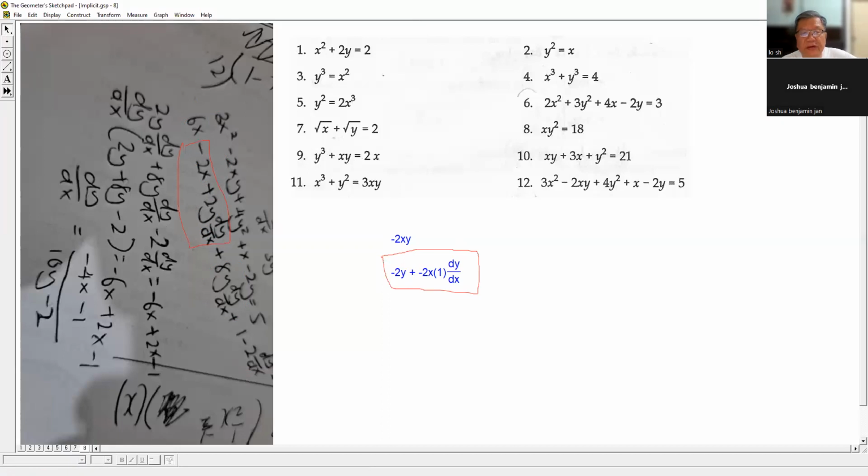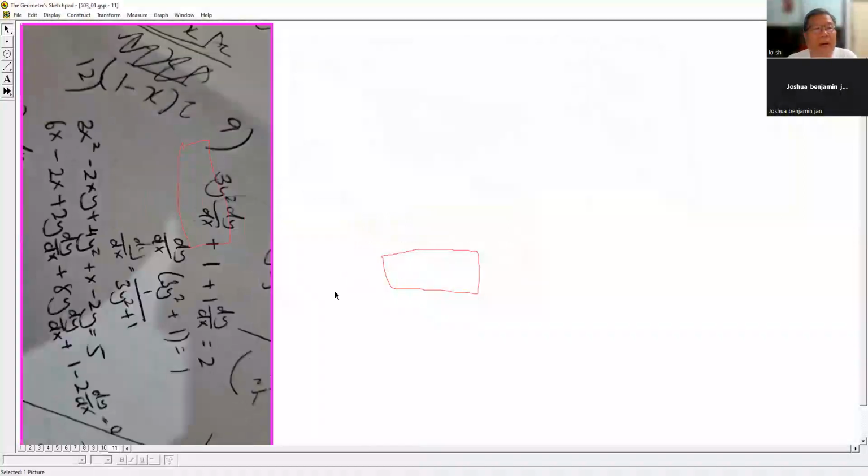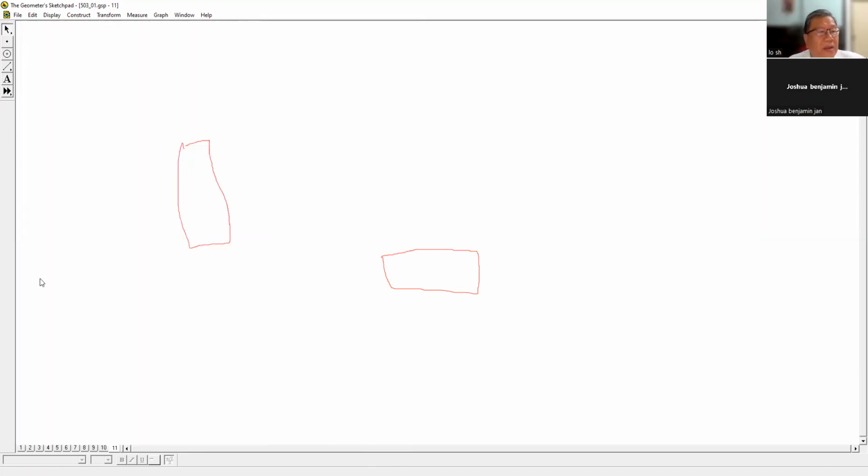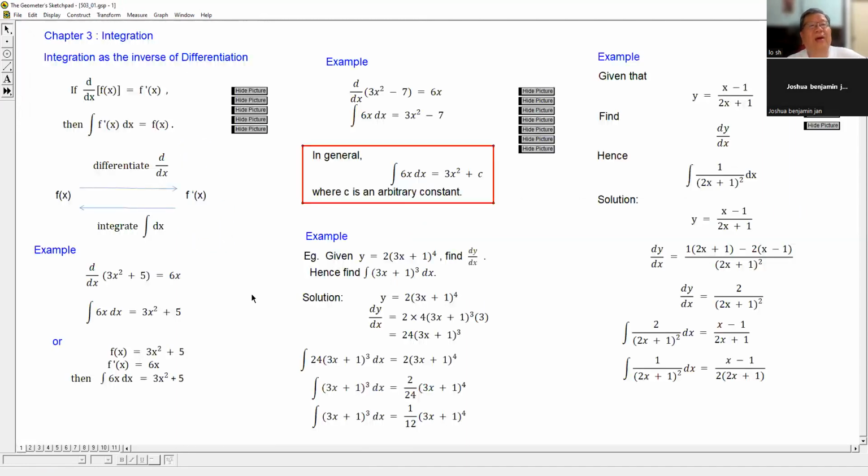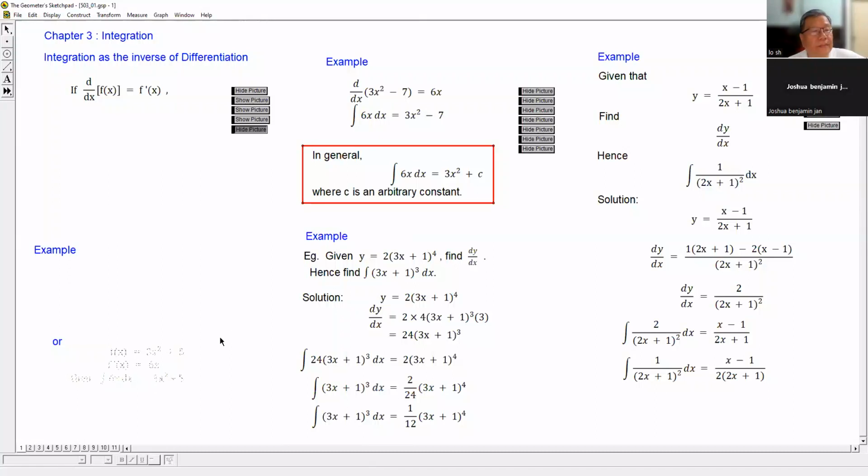Okay, finish. Finish. Have you finished copying? Yes. Okay. Now, where are we now? This one. Then here, clear all the drawing. Then we go to this one. Okay. Okay, right.